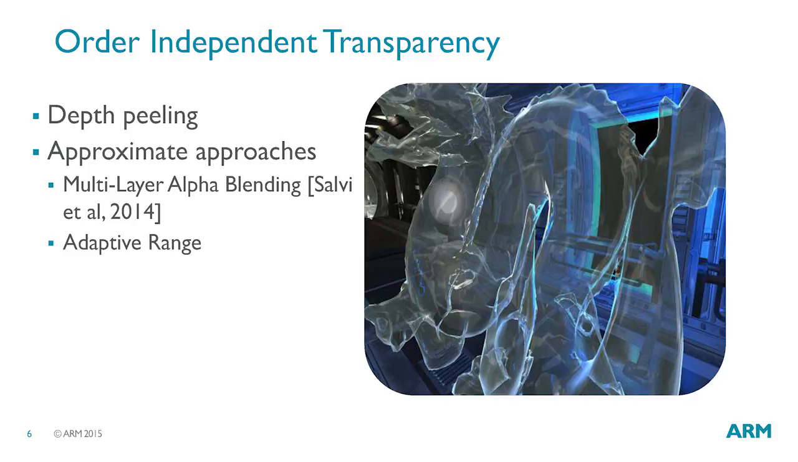Another good use for PLS is order independent transparency. We've used PLS to implement depth peeling, where we basically ensure that fragments are shaded in sorted order. And we also implemented approximate approaches such as multi-layer alpha blending and adaptive range blending. We presented this at SIGGRAPH last year, so I recommend taking a look at that presentation for more information about how this was implemented.